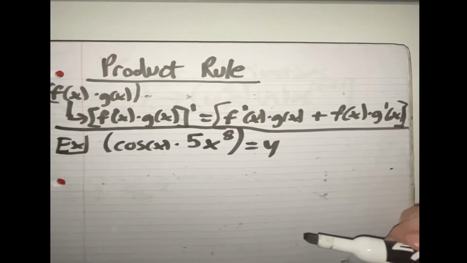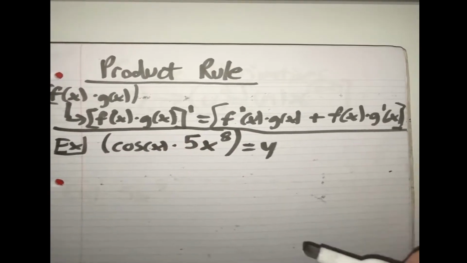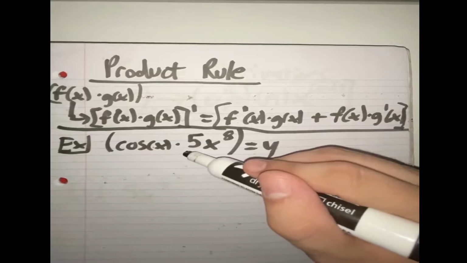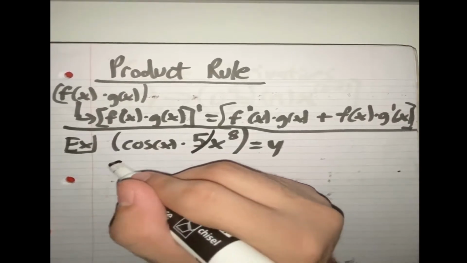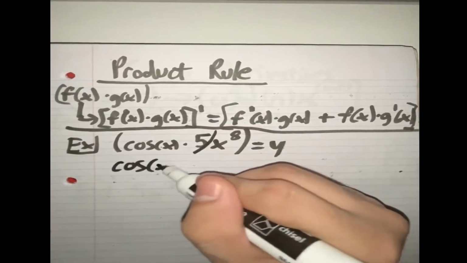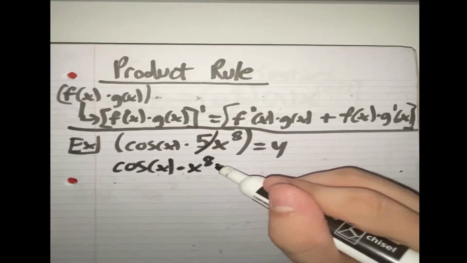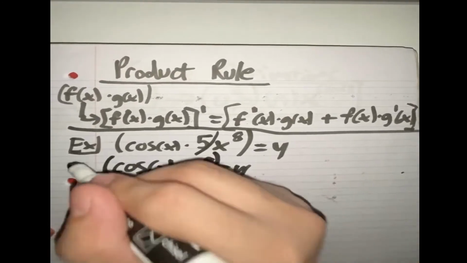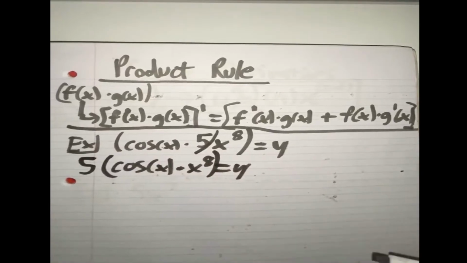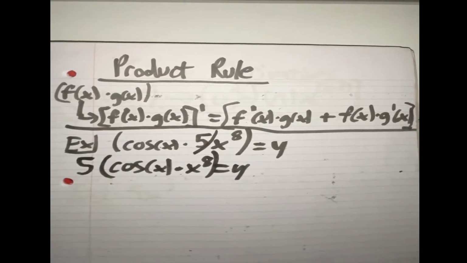So the first thing we're going to do is pretend like the 5 is not here. For now, we're just going to take it out, and we're just going to have cosine of x times x raised to the 8 is equal to y. We're going to look at this function inside the parentheses. We're going to put the 5 outside it, and we're just going to pretend like it's not there. But we'll bring it back into the equation once we finish.